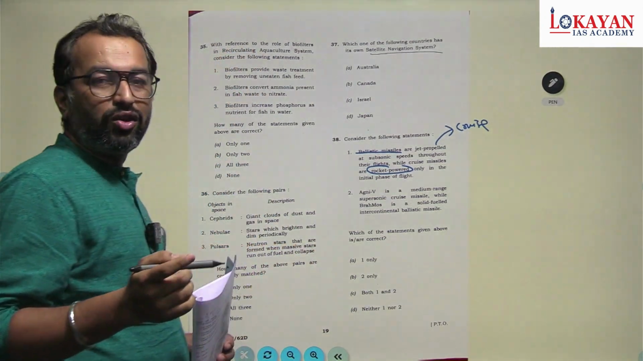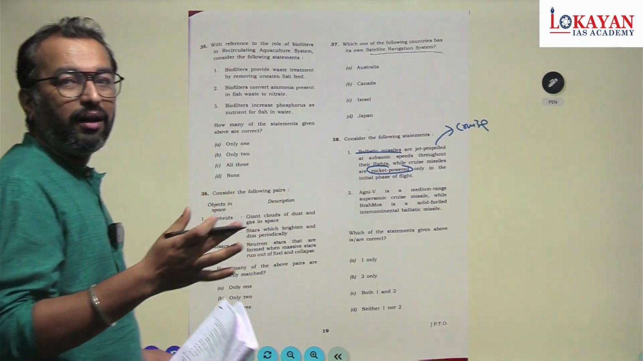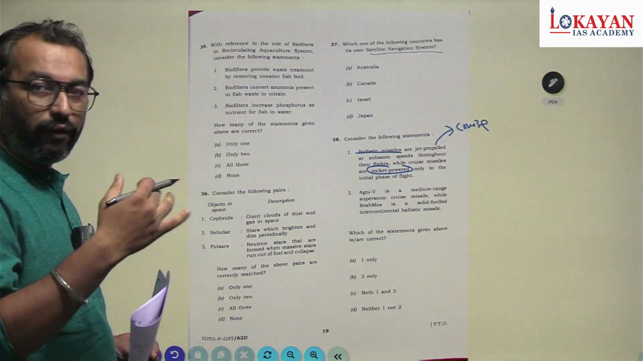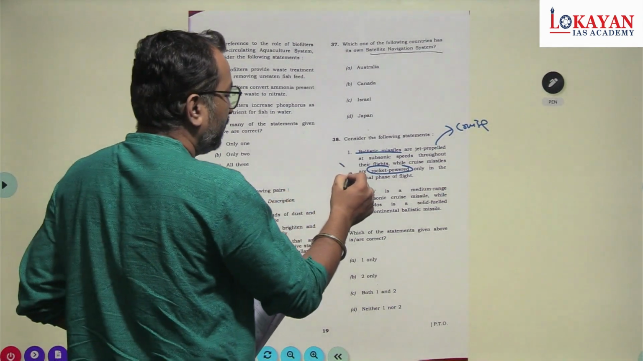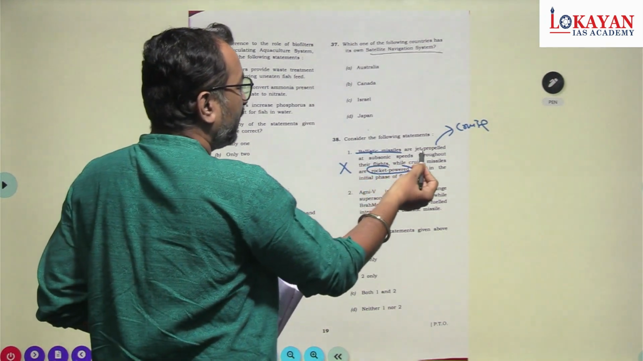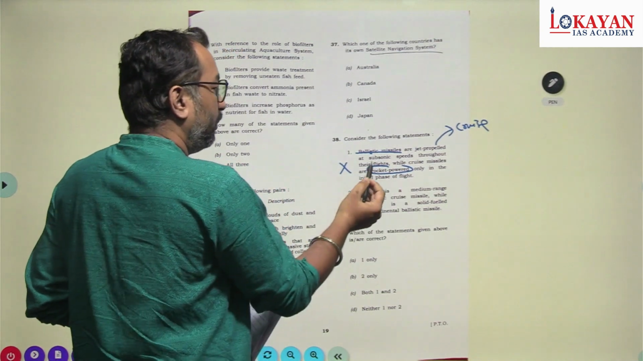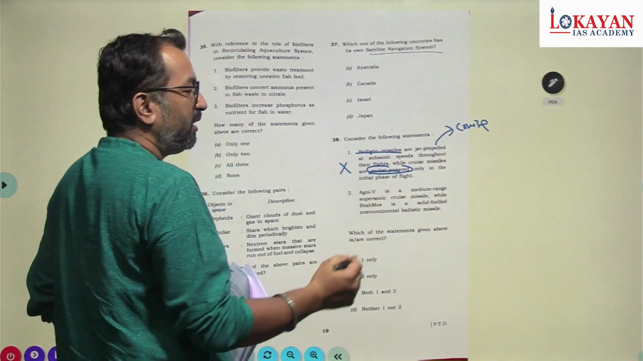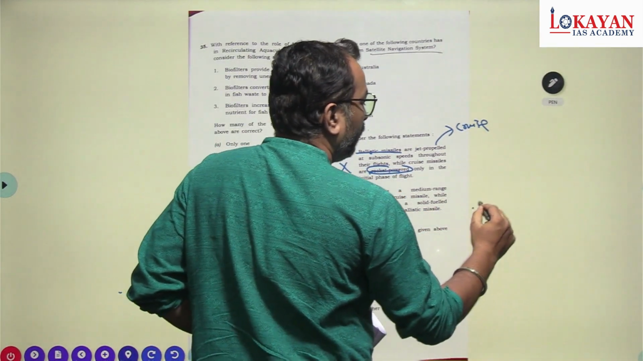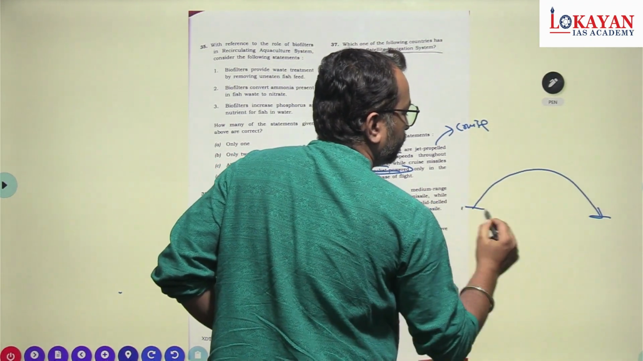So they have interchanged the purpose or the method. They have interchanged the way they function. That is why this is a wrong statement. Ballistic missiles are not jet propelled, but cruise missiles are jet propelled. And ballistic missiles are rocket powered. Ballistic missiles are those which travel in this fashion.